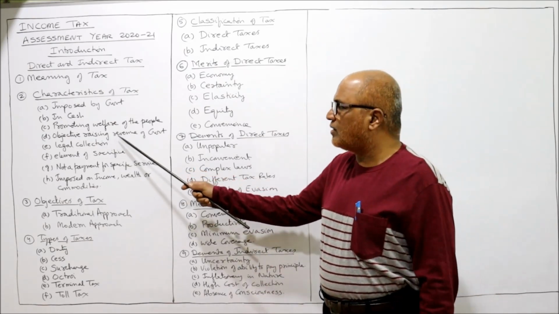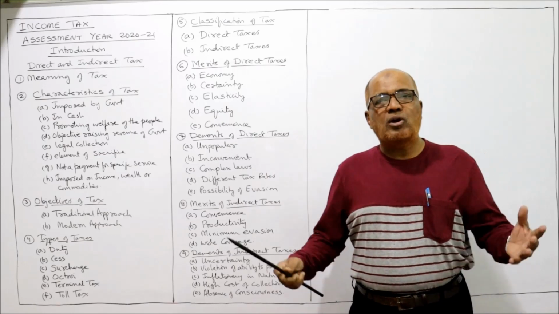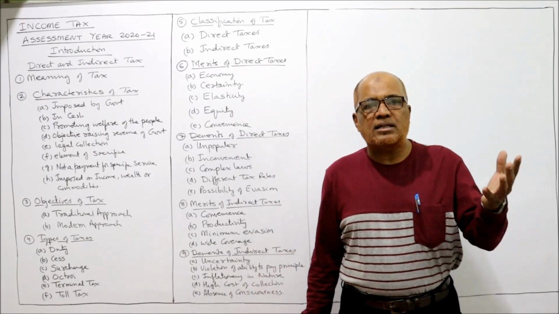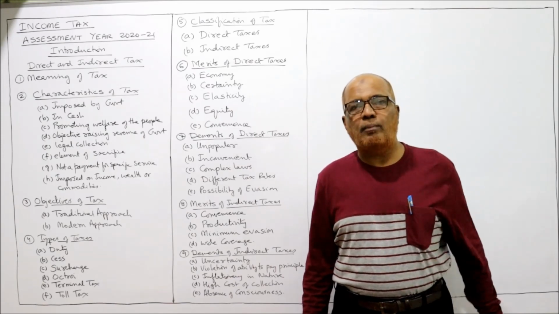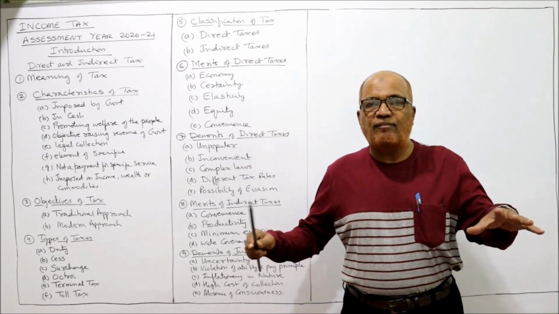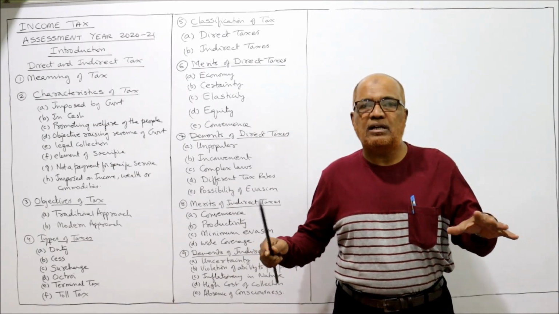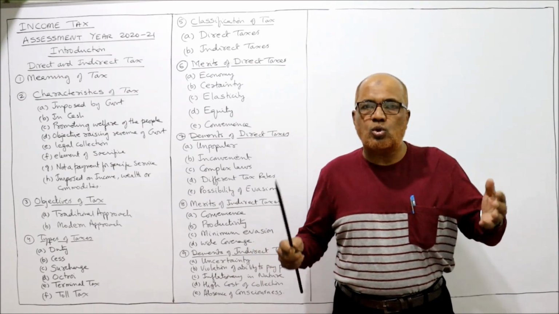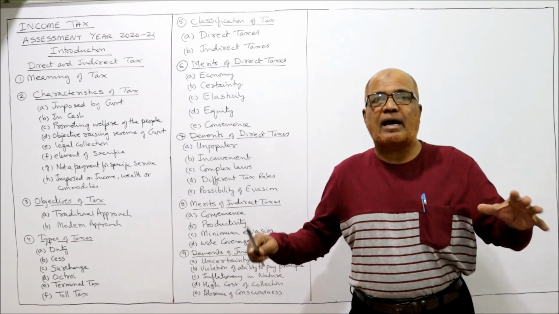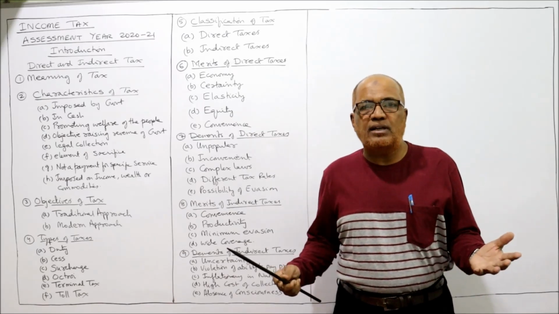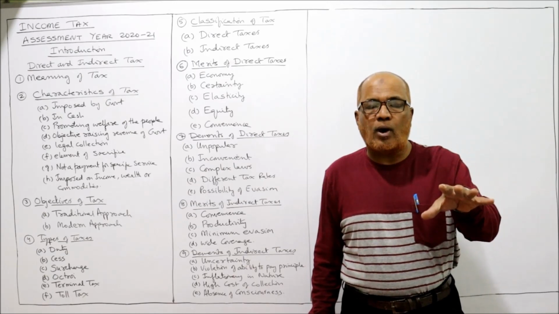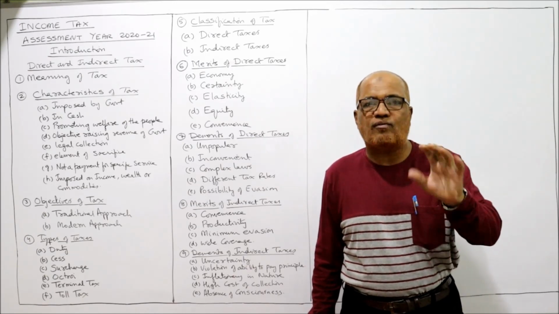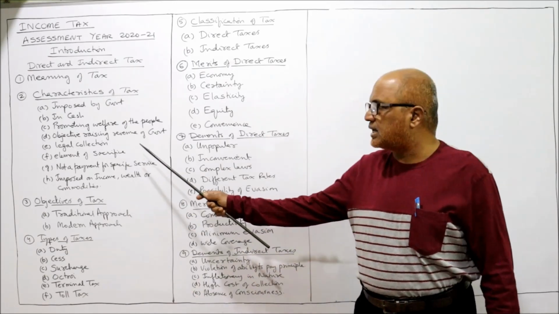The next one, objective: raising revenue for the government. Because the government has to conduct a number of activities. Without funds, the government cannot perform the different welfare activities, developmental activities, socio-economic activities, administration activities. So many activities are there. The government requires funds. So the main source of revenue of the government is tax.